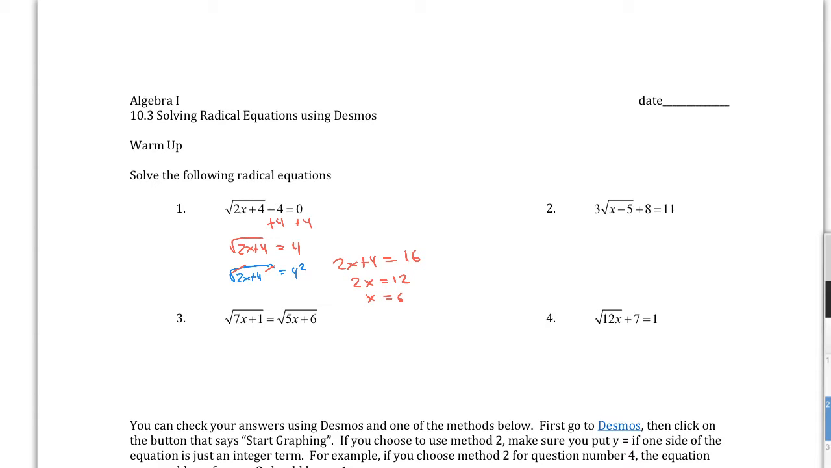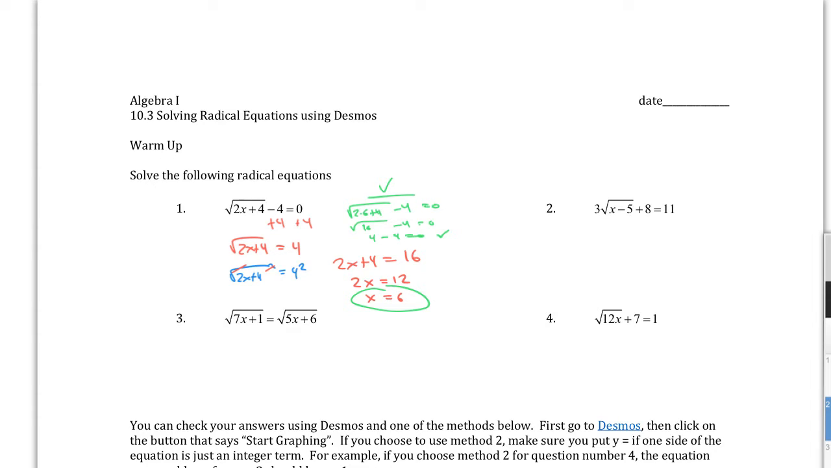We should check our answers. So let's see, check. We have square root of 2 times 6 plus 4 minus 4 equals 0. That's going to give me 16 in the square root minus 4 equals 0. 4 minus 4 equals 0. That's correct. So we know my answer is good.